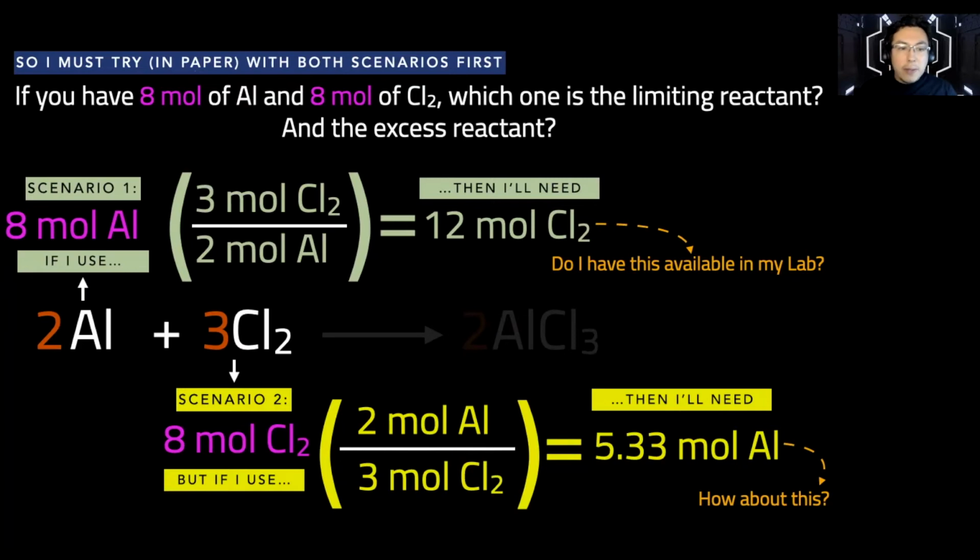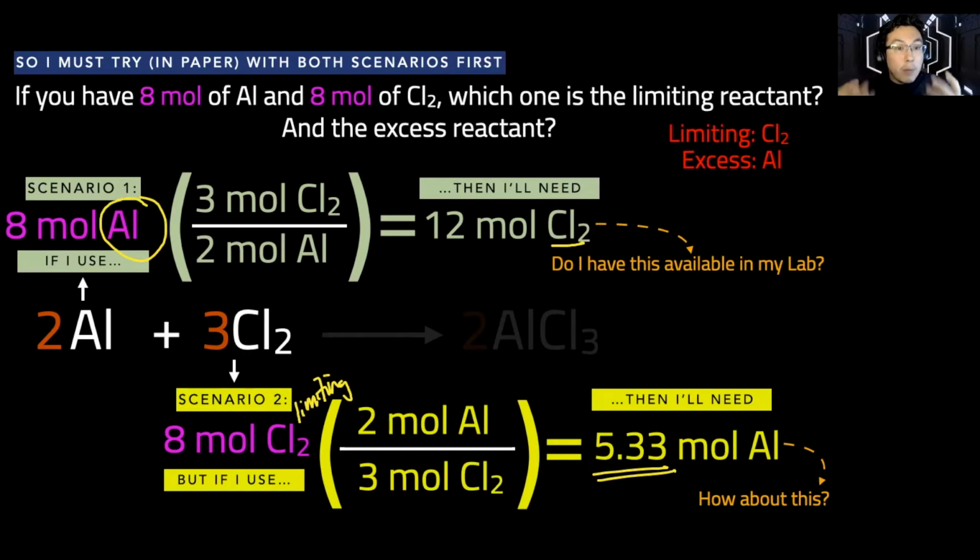So what does this mean? My limiting reactant is going to be chlorine, because chlorine is going to run out first. If I use my entire aluminum, it's not going to be enough. So chlorine is my limiting reactant, and aluminum is what I have more than enough of. If I use chlorine to continue with my process, I will have more than enough, even with some remainder there. So aluminum will become my excess reactant.